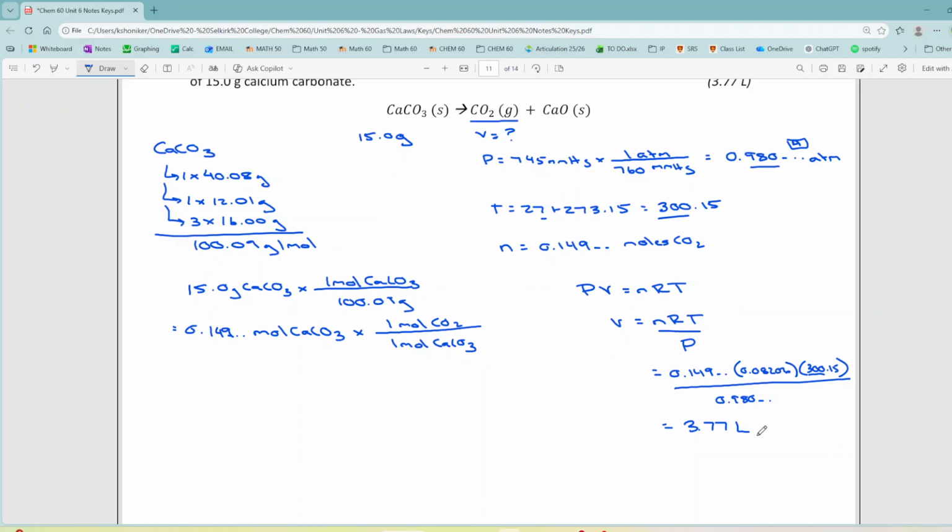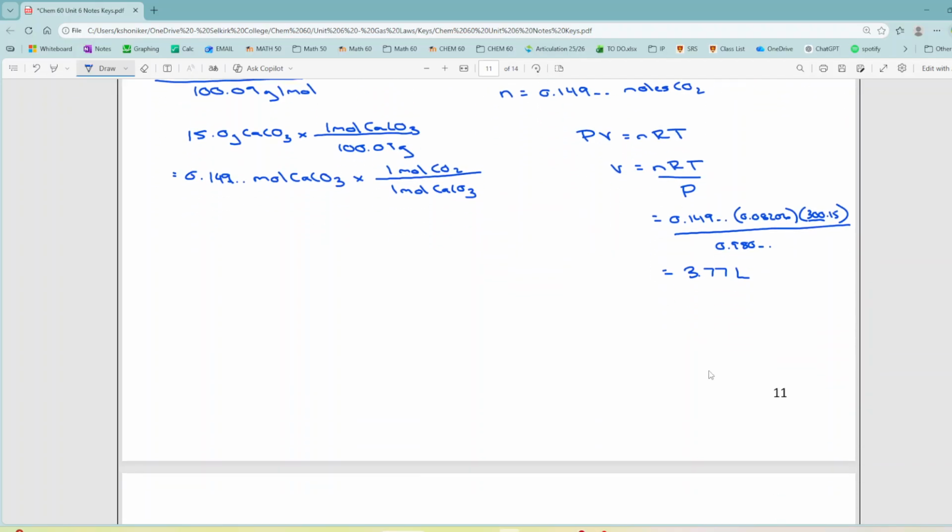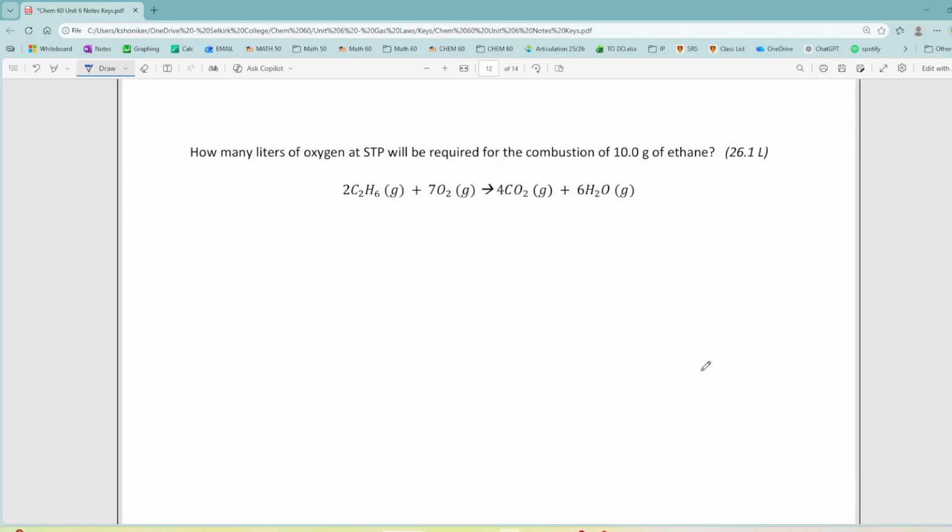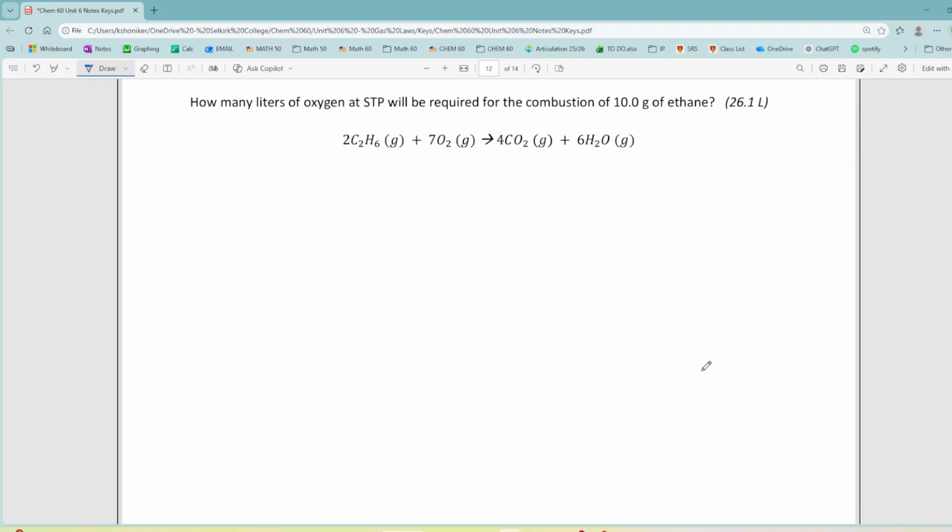So we're combining our love of stoichiometry with our ideal gas laws in our last unit. Okay, one more question. If you feel like you can do this one, give it a go. Otherwise, if you're feeling kind of lost, you can just stay with me. So this one says, how many liters of oxygen at standard temperature and pressure will be required for the combustion of 10 grams of ethane? So my mass of ethane is 10.0 grams. So I know I could use this to find moles of ethane, to find moles of oxygen.